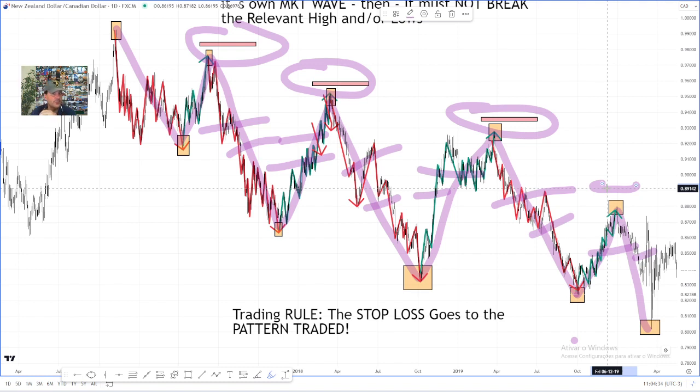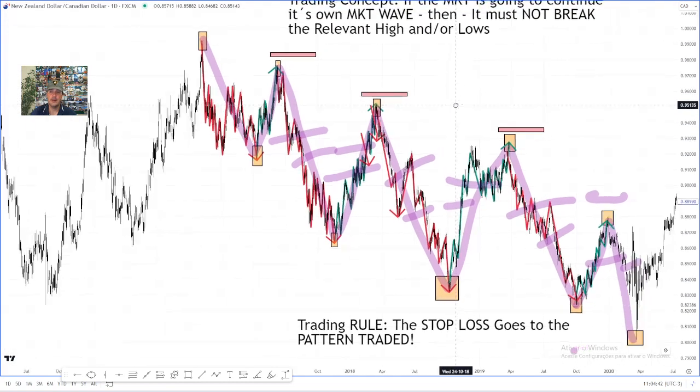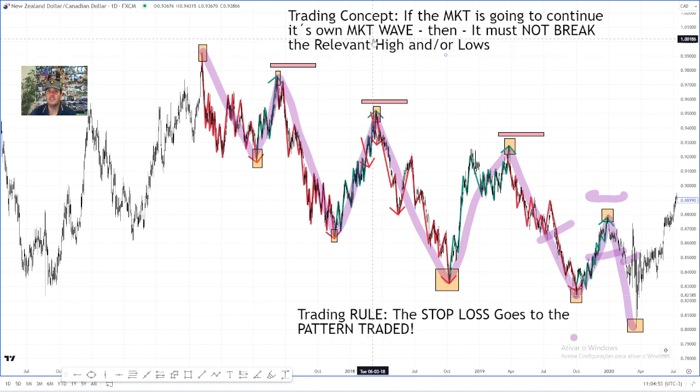Exactly, yes we would. This is the best understanding, and this is the best piece of information I can give you today talking about the market wave, because it's a concept. If the market wave is going to continue, it must not break the market wave relevant high, which is what we are doing.